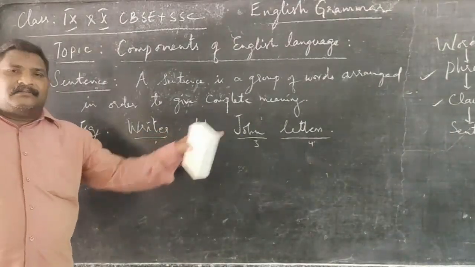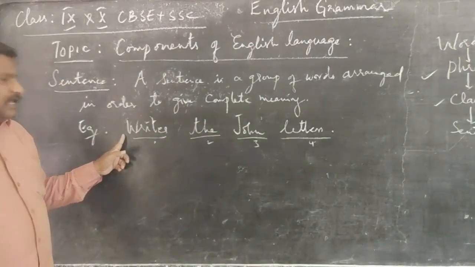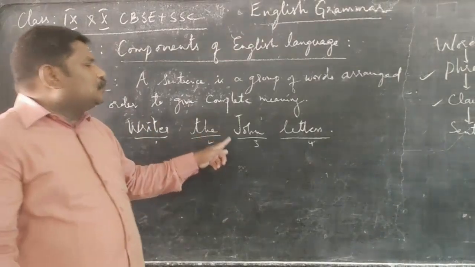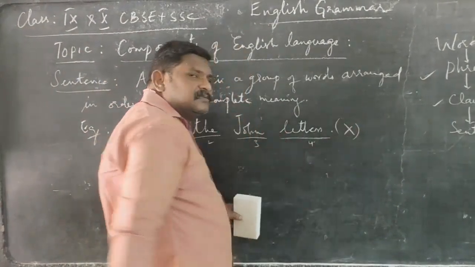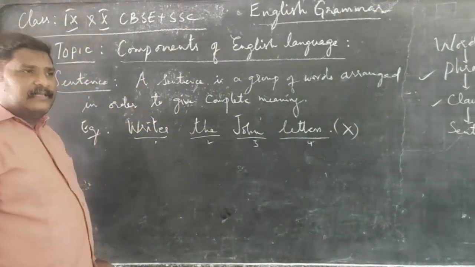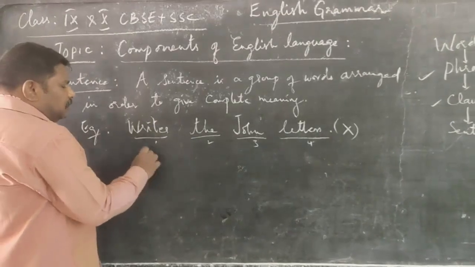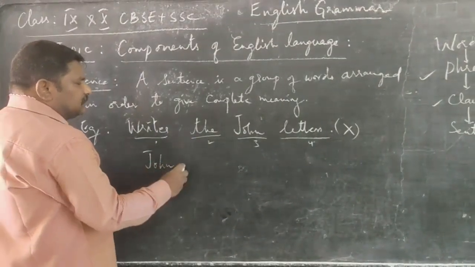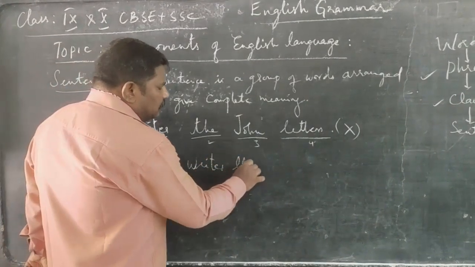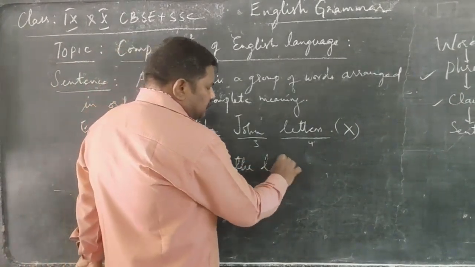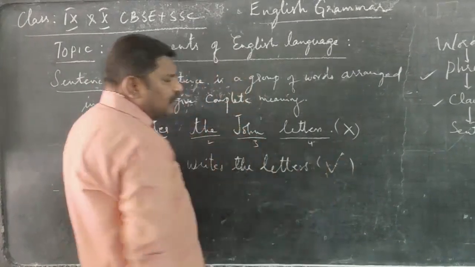it is not in order. It is not giving any sense. If I go by this particular sentence, writes the John letters, then this is the wrong pattern of the sentence. What is the right pattern of the sentence? The right pattern of the sentence is John writes the letters. Now, this is the correct pattern of the sentence.